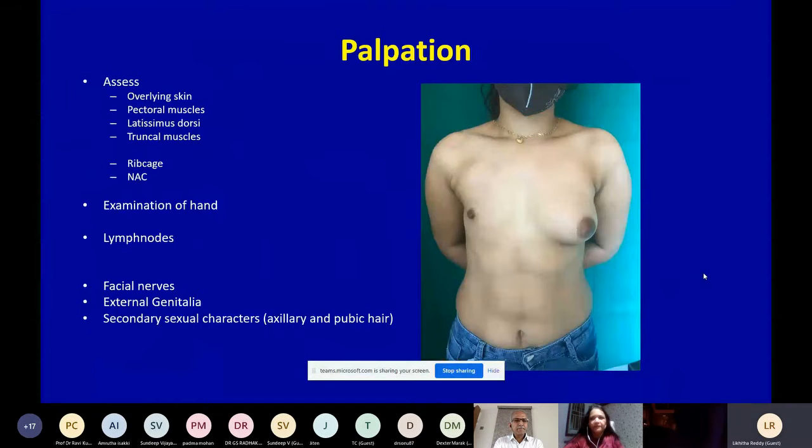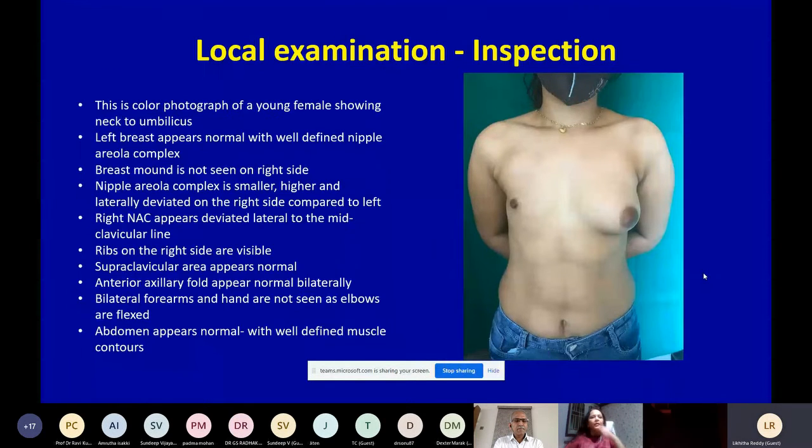I think the inspectory findings I've already described, so I'd like to go directly to palpation. Which side is commonly involved in Poland syndrome? Most of the studies say the right side, sir. So could you just use that alone to call it Poland syndrome?